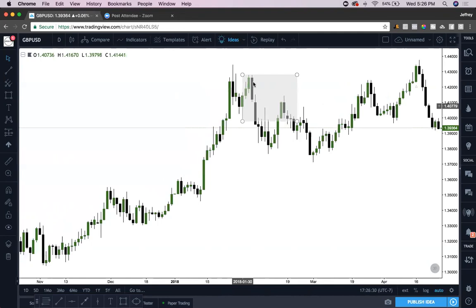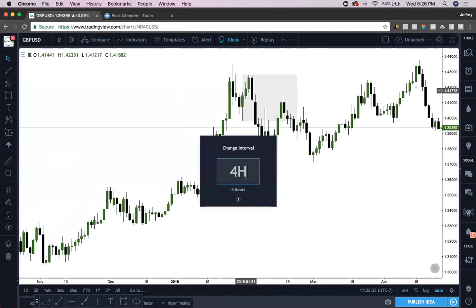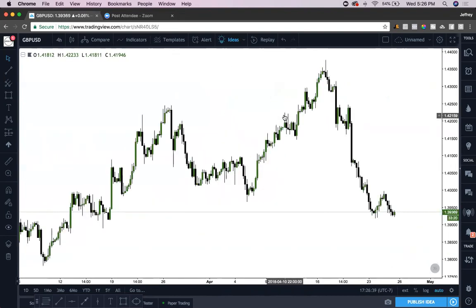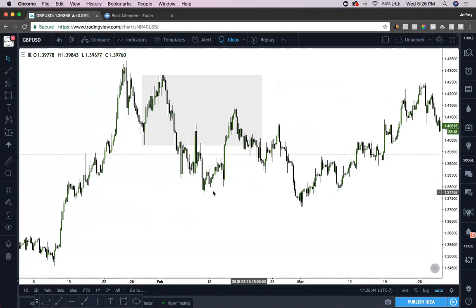So ICT bearish order block on the daily, marked out. All right, so first step complete. So let's look at a 4-hour time frame. All right, so we just went from a daily now to a 4-hour.